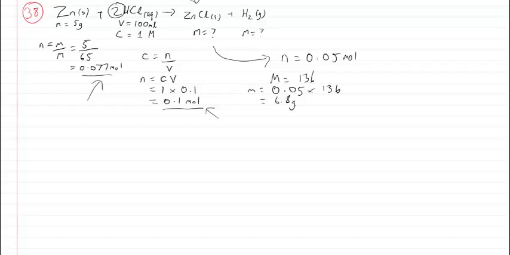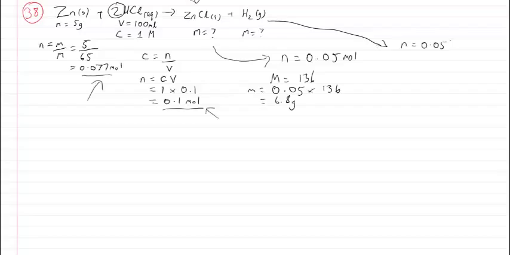Now again, the hydrogen gas. Okay, so let's do that one over here. Now our number of moles, again, is going to be 0.05. There is a 2:1 ratio between the hydrochloric acid and the hydrogen gas. So we need 2 HCl's to make 1 H2. So therefore, we can only make half as much hydrogen gas as we have hydrochloric acid. So our number of moles is half the number of moles of the HCl.